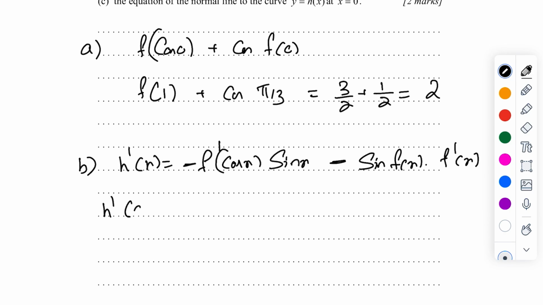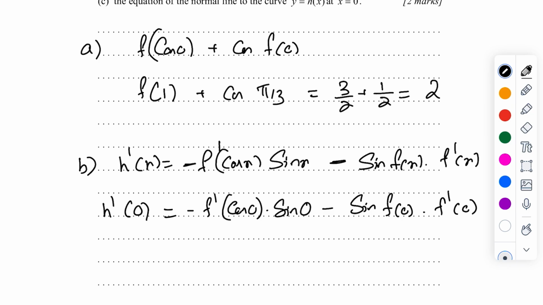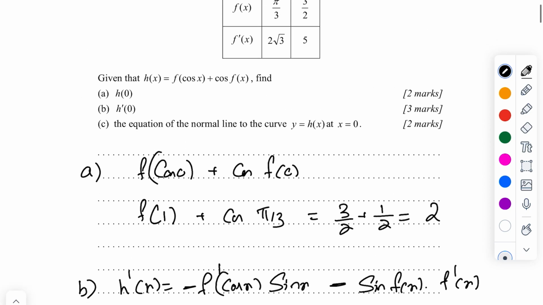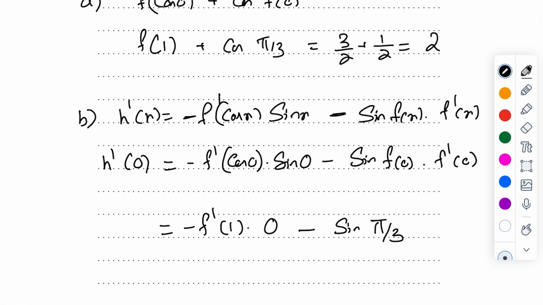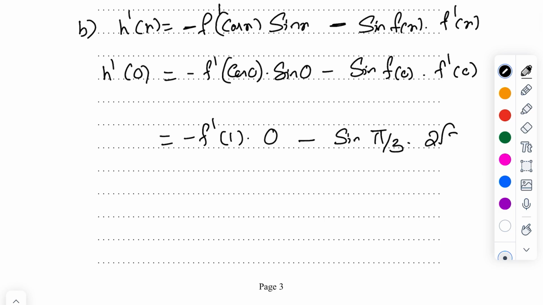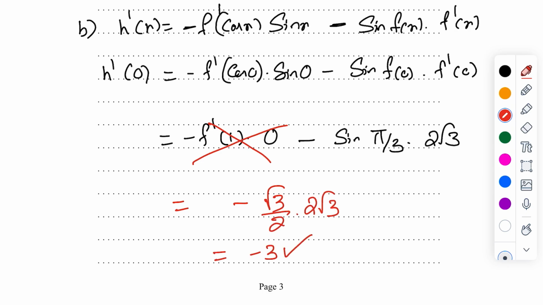Now I require h prime of 0. So minus f prime of cos 0 times sin 0 minus sin of f of 0 times f prime of 0. Minus f prime of cos 0 is f prime of 1, sin 0 is 0, so that entire thing is 0. Then sin f of 0, f of 0 is pi by 3, and f prime of 0 is 2 root 3. So minus sin pi by 3 times 2 root 3, that is root 3 upon 2 times 2 root 3. 2 gets cancelled. Minus 3 is going to be the answer.